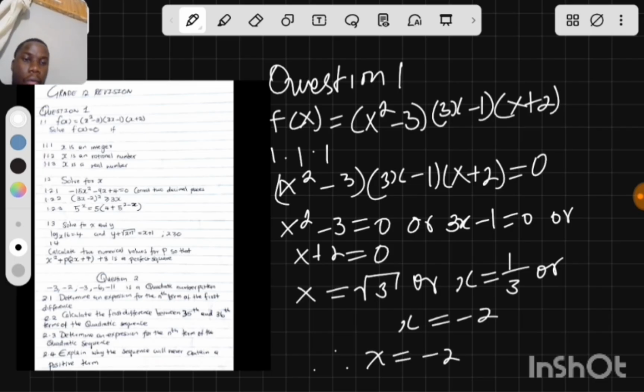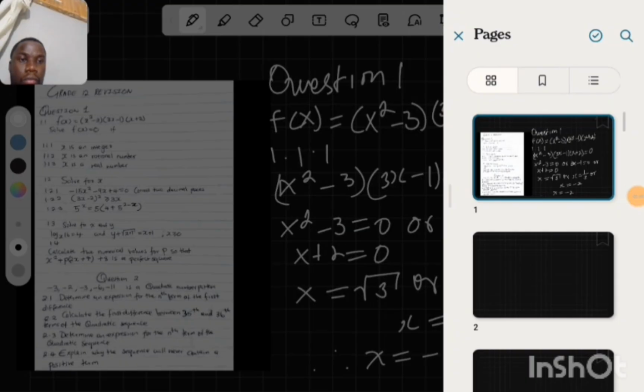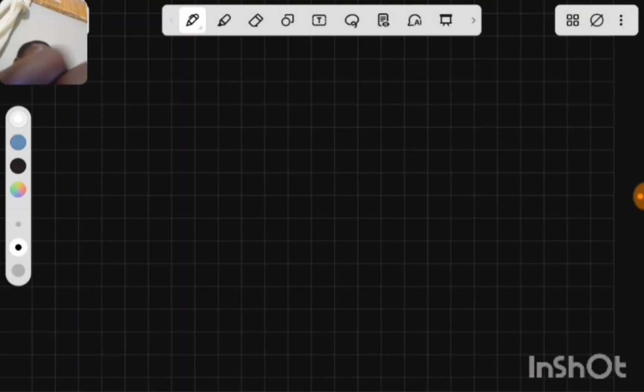I hope you understand. Then let's jump to the next question. 1.1.2. It says solve for x if x is a rational number.